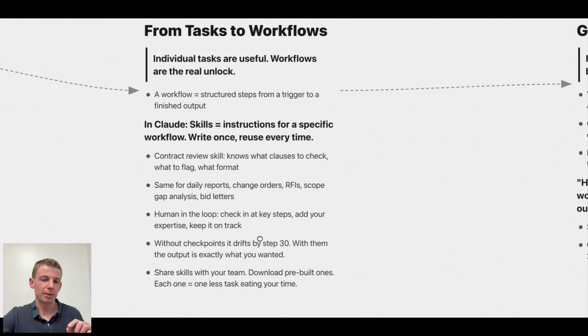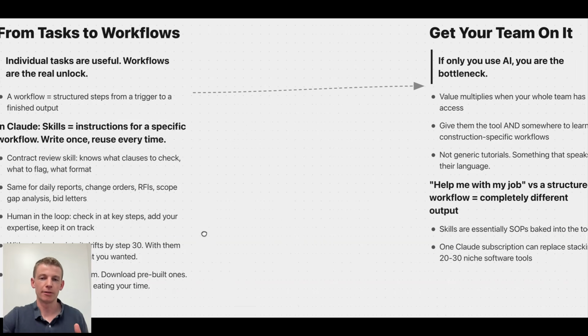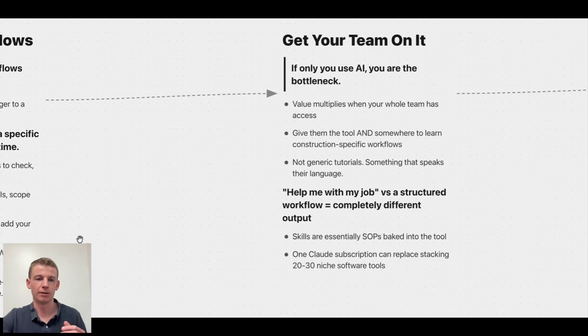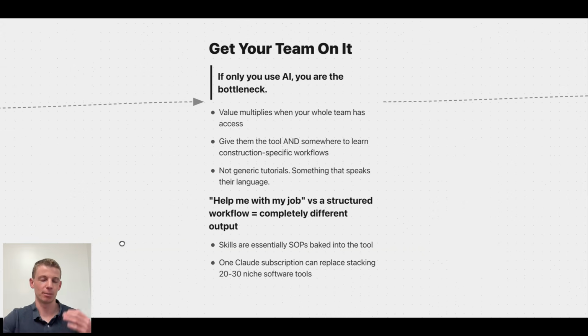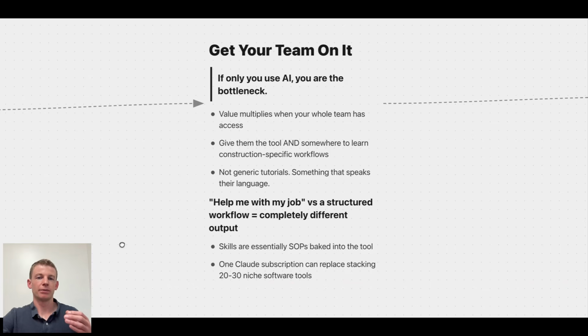But now the next biggest unlock after using it yourself is to actually get your team involved. So you're essentially amplifying your own productivity output. Now, if you're the owner or the PM and you start using AI, that's great. But if your team doesn't know how to use it, then you're missing a large part of the benefits of this in your business as a whole. So the value multiplies when your whole team has access to it.